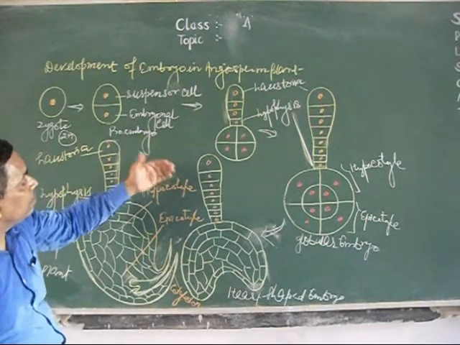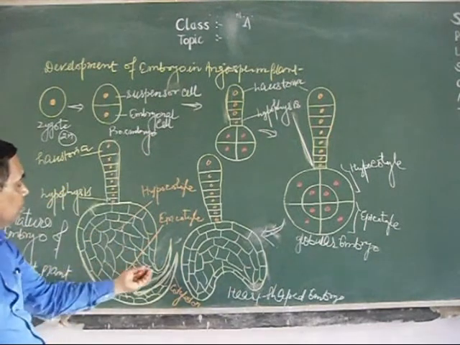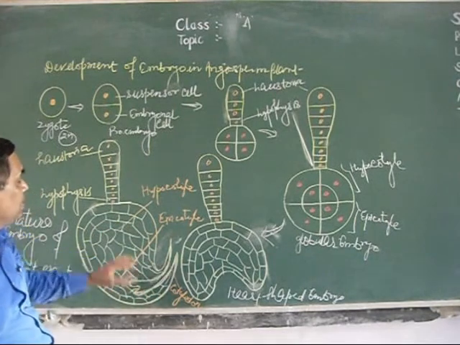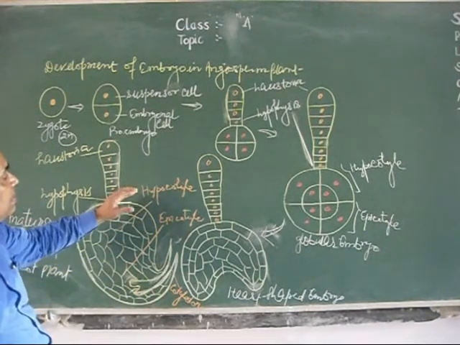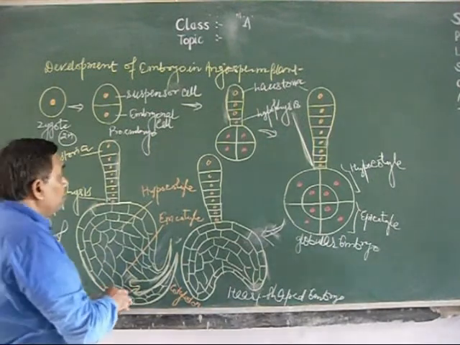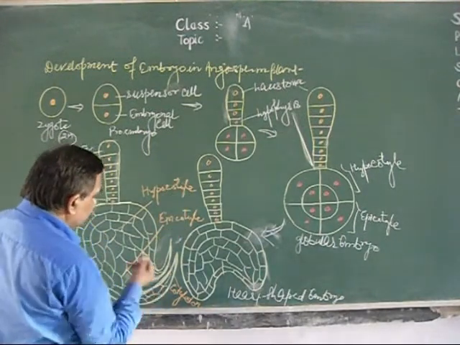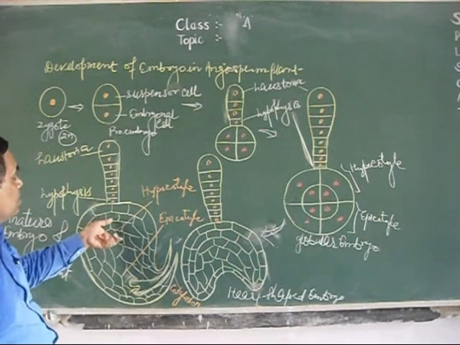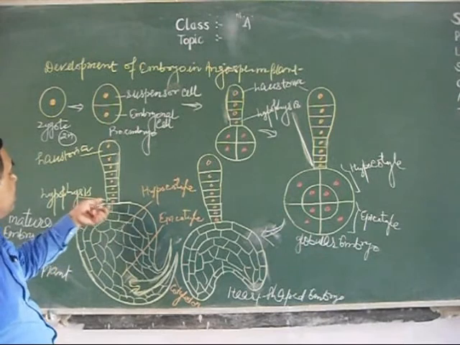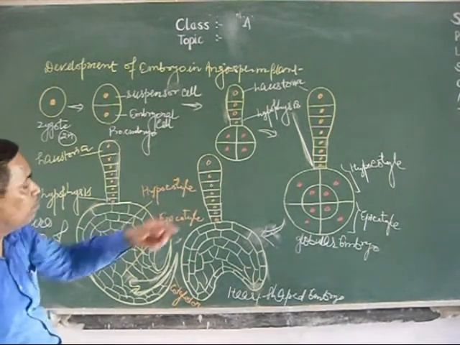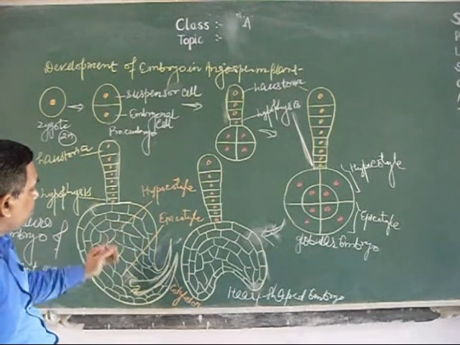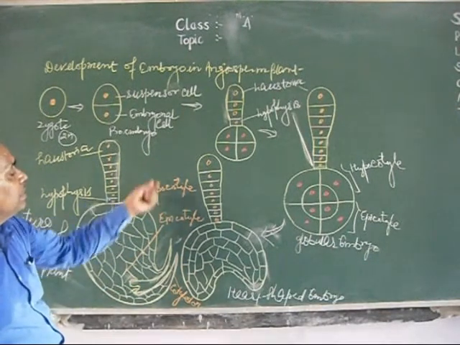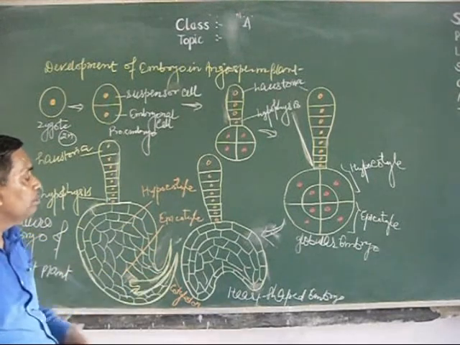In dicot plant, the embryo contain embryonal axis and two cotyledons. Embryonal axis contain hypocotyl, epicotyl, and cotyledon. So whom we will say hypocotyl? The embryonal cell which is present near hypophysis, that is hypocotyl. Earlier I have told. Embryonal cell which is present away from hypophysis, that is called as epicotyl. Hypocotyl give rise radicle and epicotyl give rise plumule.